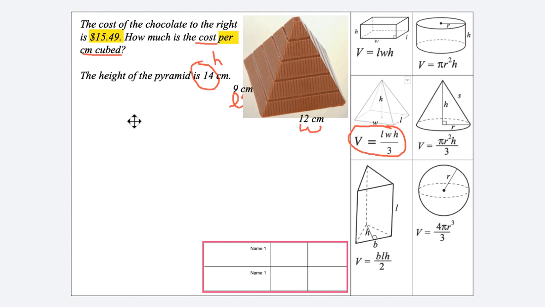So let's go through and see if we can figure out the volume. There's our formula: length times width times height divided by 3. And I've got that right over here. Now I need to substitute my values in. The length is 9, the width is 12, and the height is 14. So I start with the formula, then I substitute all the numbers in.